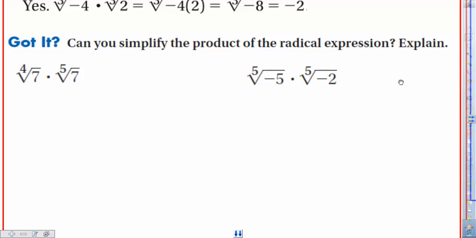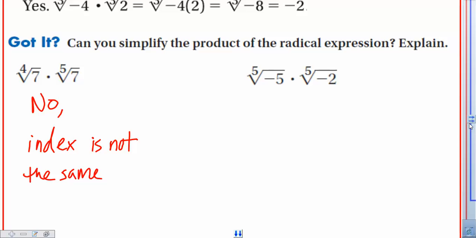So what do you think? Could you have simplified the fourth root of 7 times the fifth root of 7? Absolutely not. The index is not the same, so you can't do anything with it, so that's actually simplified. And we've just explained why we can't simplify it, because the indices are different.